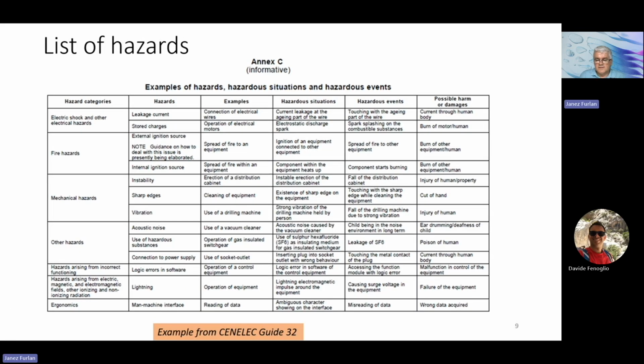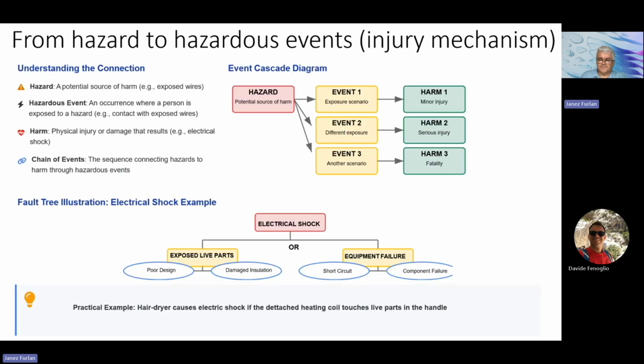So here is one such very useful checklist from Annex C of CENELEC Guide 32. It is a spreadsheet where everything is already done, and it is well advised for manufacturers to use such checklists.